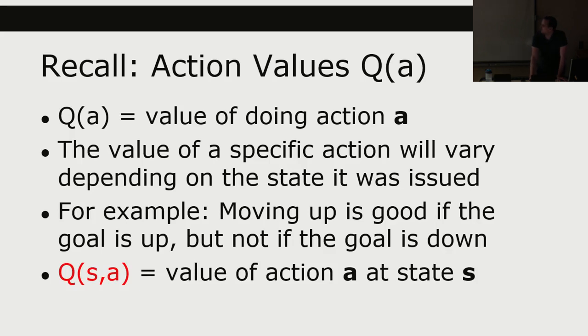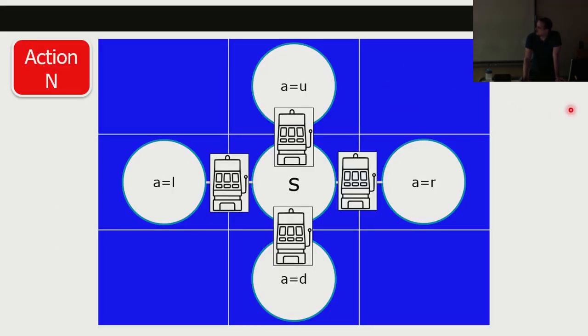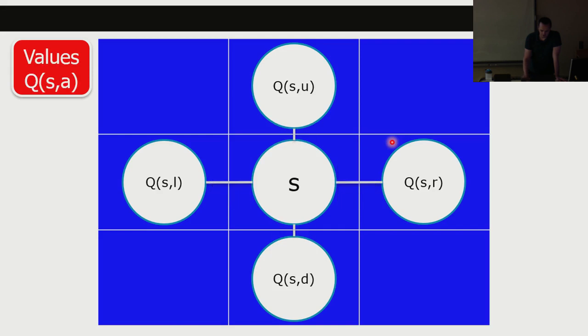So what we introduced was the idea of a value of an action at a state. So rather than just Q of A, where there's the value of going up, really what we have to keep track of is the value of going up at a particular state. So the value of doing an action at a state. And so if we had these n different actions, for example, if I'm doing this pathfinding task, I essentially have this analogy of a slot machine at every different state.